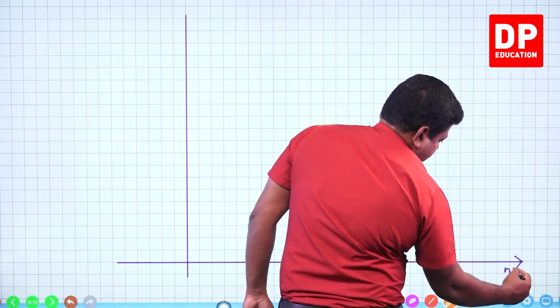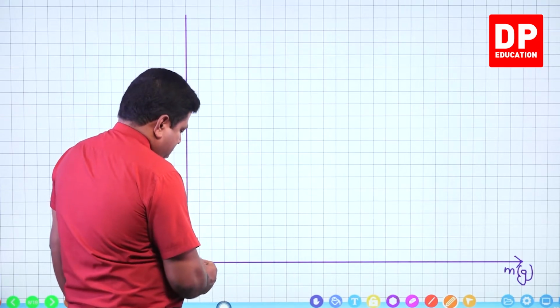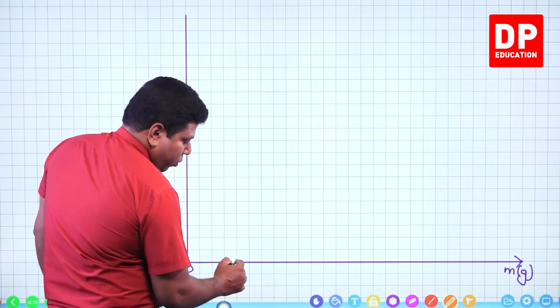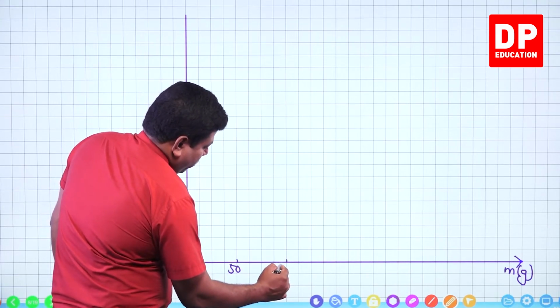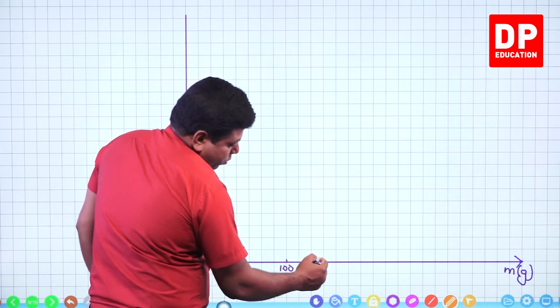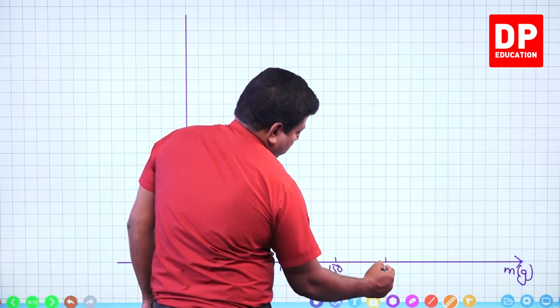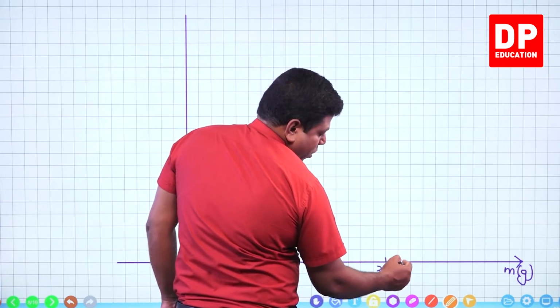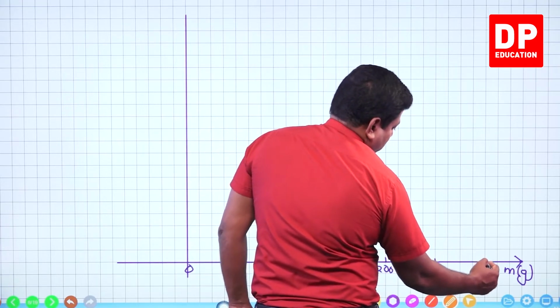Now we have to draw the graph, T squared versus M. M in grams. We need up to 300, isn't it? 0, 50, 100, 150, 200, 250, 300.